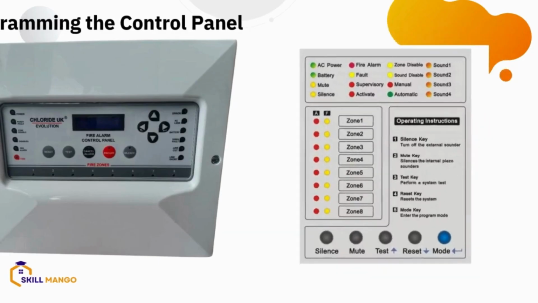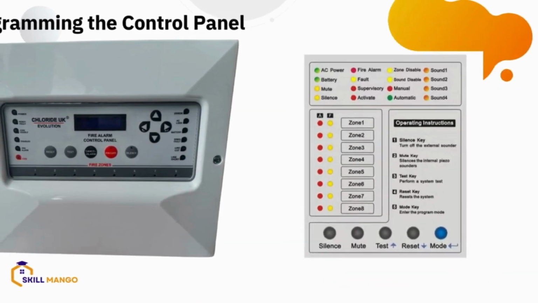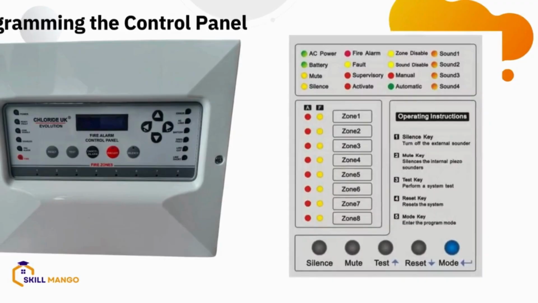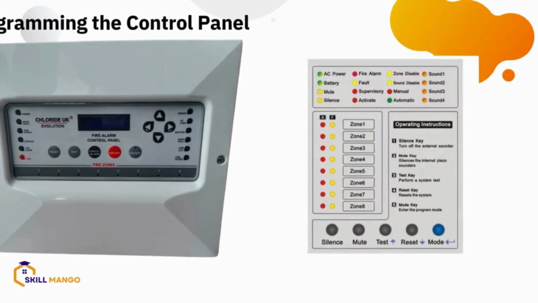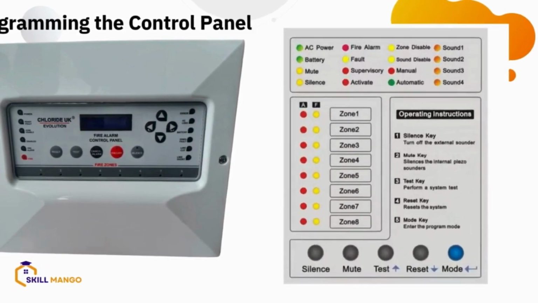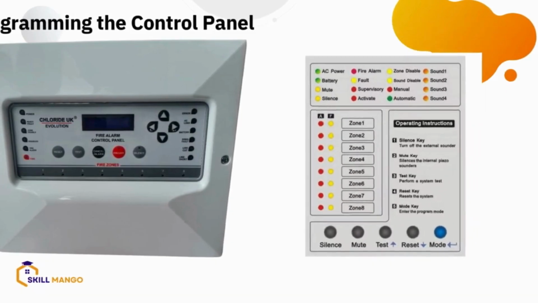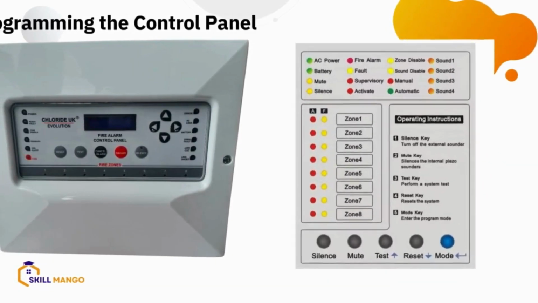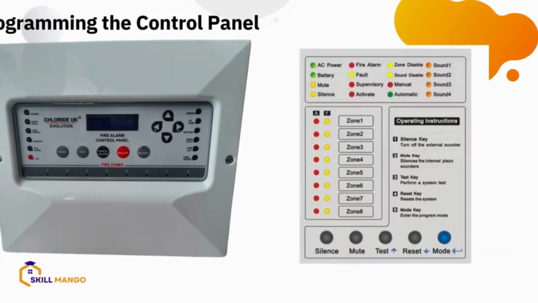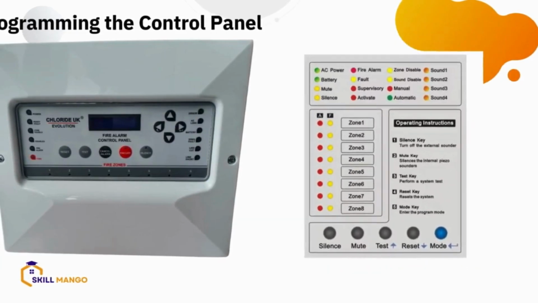You understand? You have to switch to the programming mode of that panel. Most of the panels in the market come with a key. With this key, you can switch to programming mode. So in that mode, you can program your fire alarm panel.